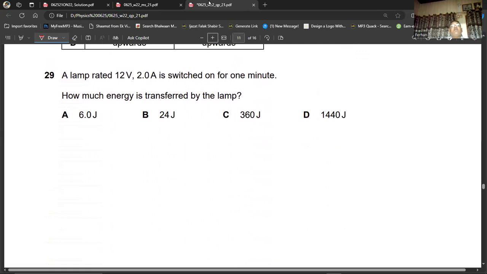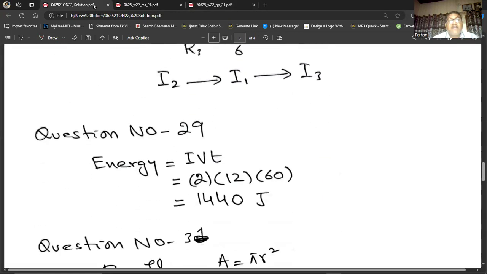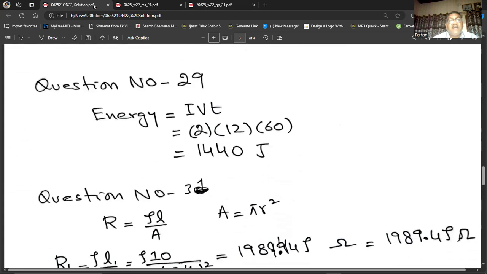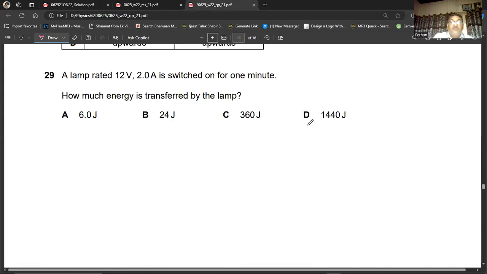Question number 29. A lamp rated 12 volt 2 ampere is switched on for 1 minute. How much energy is transferred by the lamp, and the answers are in joules. So the energy is equal to IVT. I means the current, V means the voltage, and T means the time, but the time must be taken in seconds because we want the answer in joules. So 2 multiply 12 multiply 60, that is 1440 joule, and that means D is the right option, sir.